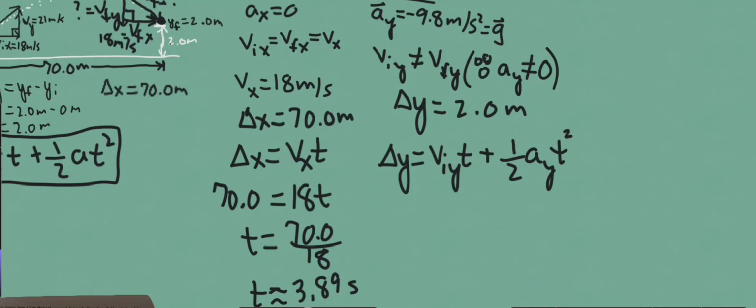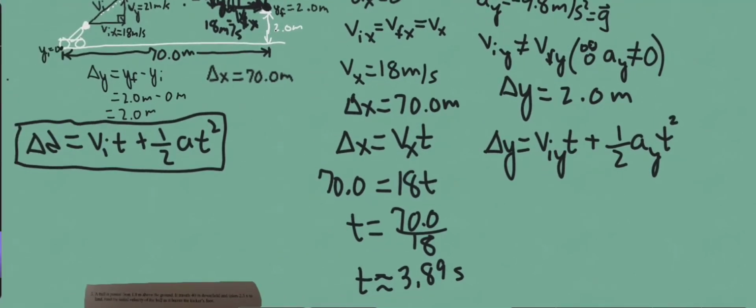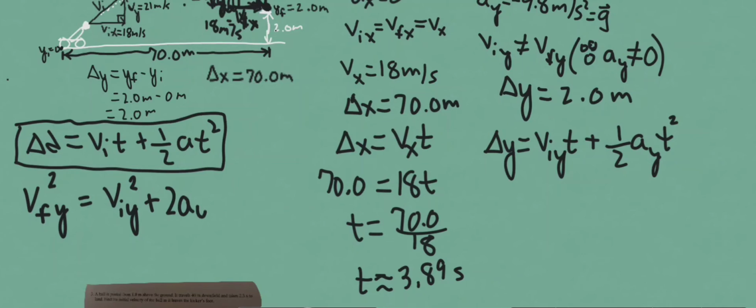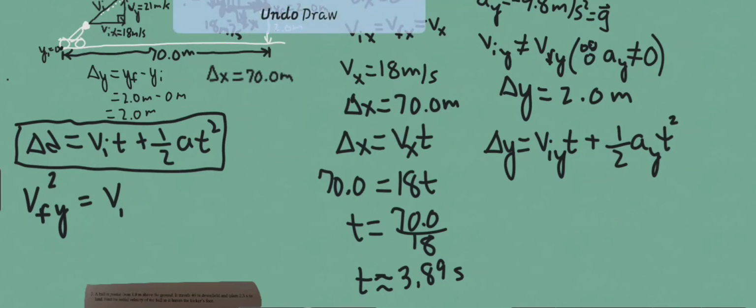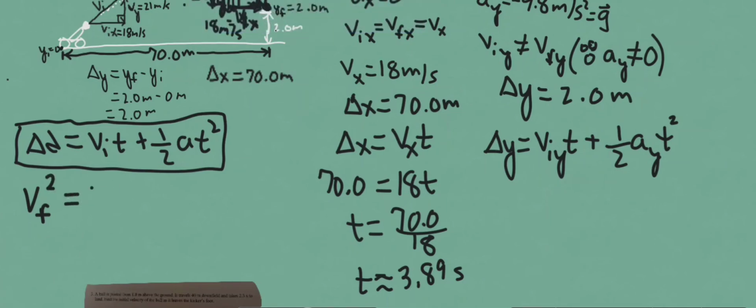I don't need to use that equation because what I need to do is find the final velocity in the y direction. So the kinematic equation I'm interested in using, based on the information I have, is the final velocity in the y direction squared equals the initial velocity in the y direction squared plus 2 times the acceleration in the y direction times delta y. Well, the general kinematic equation is what I meant to write: final velocity squared equals initial velocity squared plus 2 times the acceleration times delta d, right?